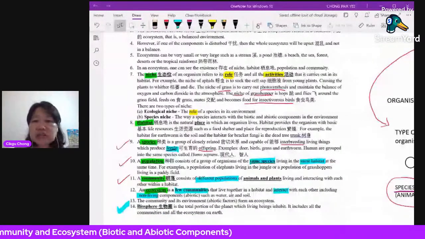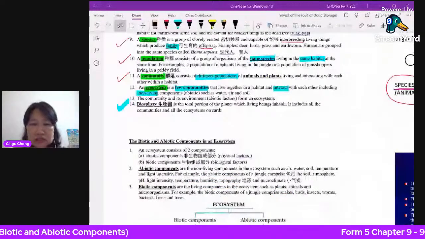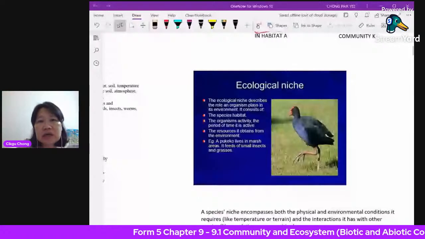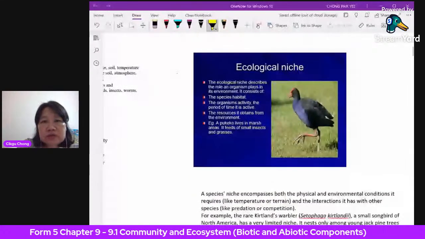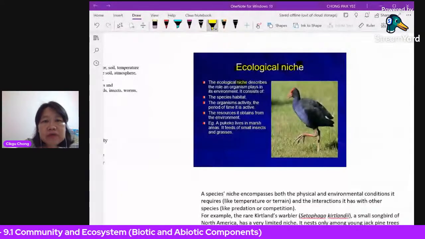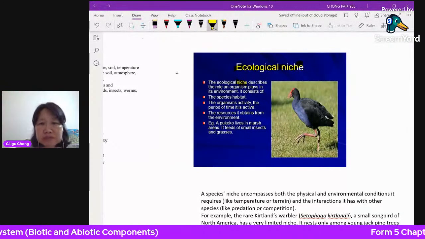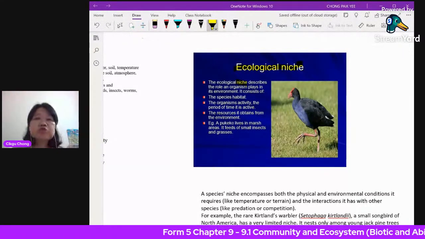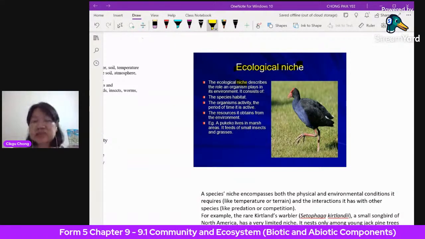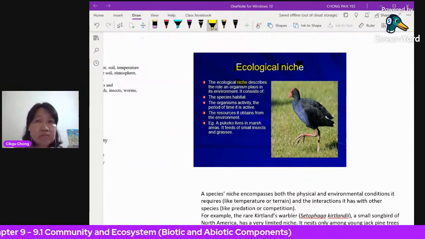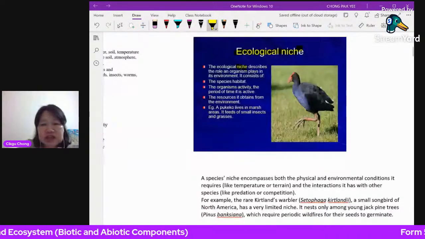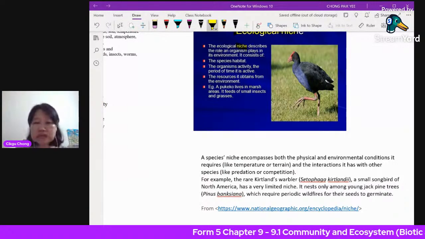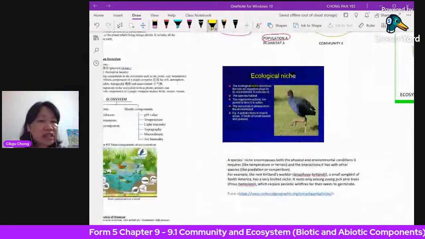Now let's go on to the biotic and abiotic components. So this one is basically what the ecological niche is, just like I already mentioned. It describes the role, the role of the organism. For example, this bird, Pukiko, lives in marsh areas. It feeds on small insects and grass. This is what they do. They just eat. Even though they do not contribute much, they contribute in the sense that they may be part of the food chain for another bigger organism. So species niche encompasses the physical and environmental conditions it requires, where it stays, and interactions and so on. There's nothing so important here. Just remember, if I ask you what is a niche, just say it's the role.